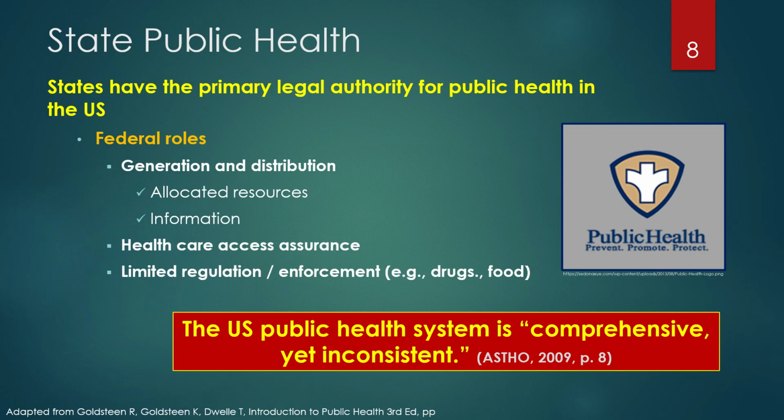The federal government has, for example, established the National Electronic Disease Surveillance System, NEDSS, yet state and local entities decide whether they will participate in NEDSS or other federal programs and to what degree. Due to variation among state and local entities regarding public health programs and authorities, the Association of State and Territorial Health Officials, ASTHO, states that the U.S. public health system is comprehensive yet inconsistent.